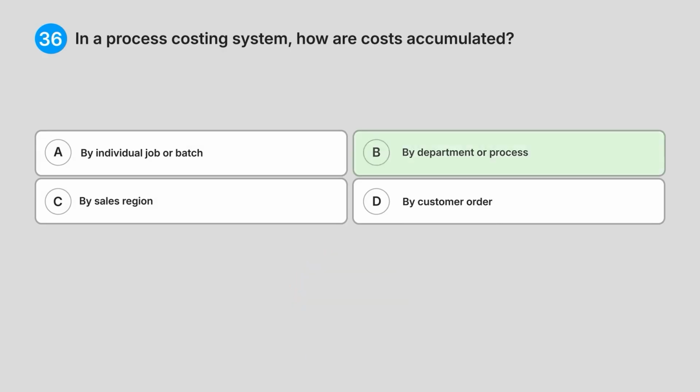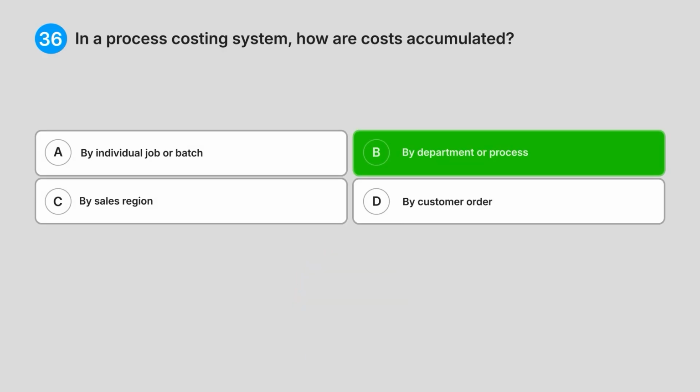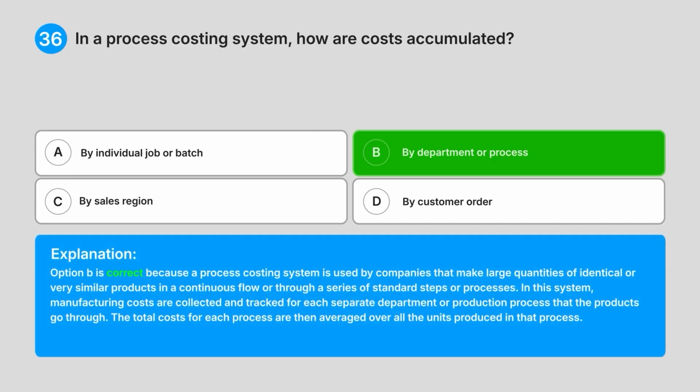Correct answer. B. By department or process. Explanation. Option B is correct because a process costing system is used by companies that make large quantities of identical or very similar products in a continuous flow or through a series of standard steps or processes. In this system, manufacturing costs are collected and tracked for each separate department or production process that the products go through. The total costs for each process are then averaged over all the units produced in that process.